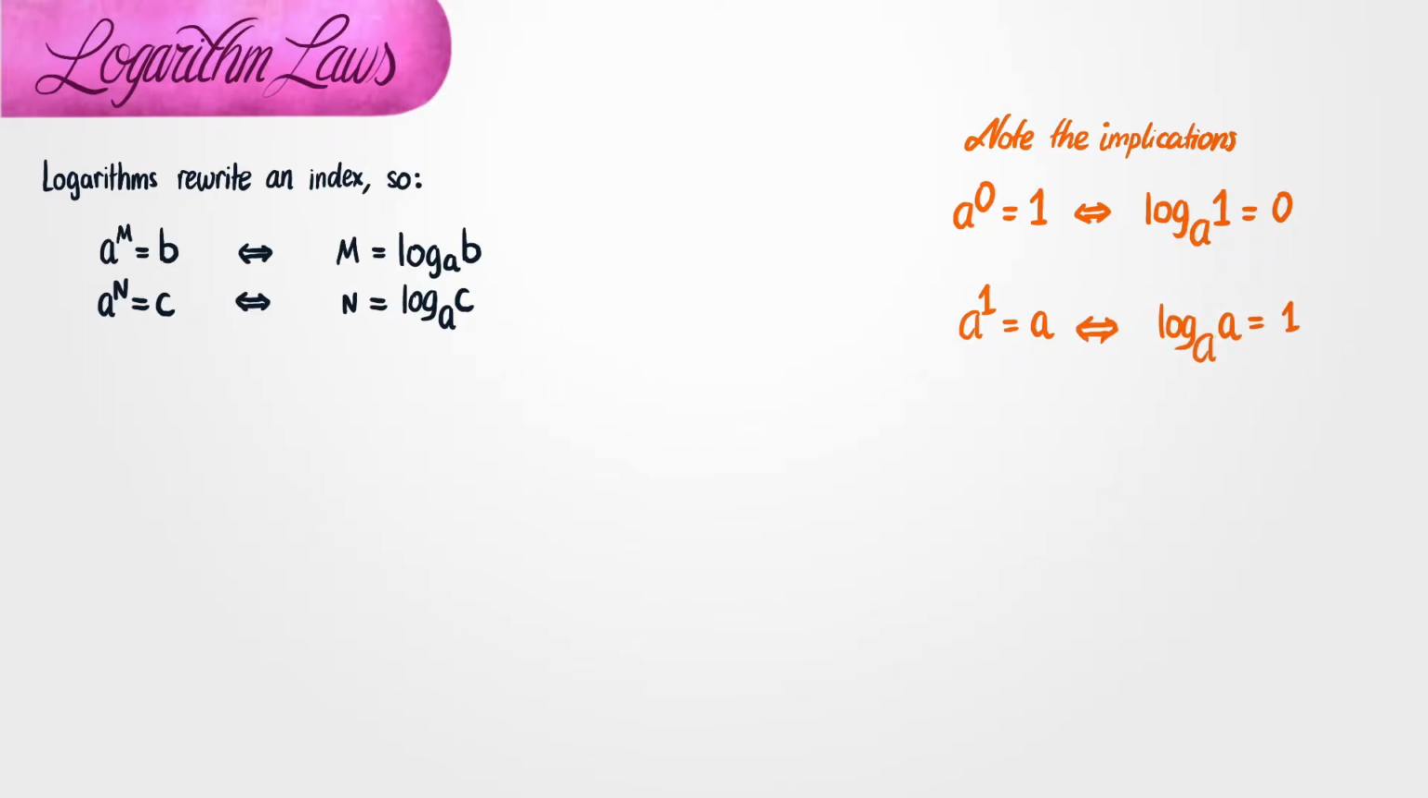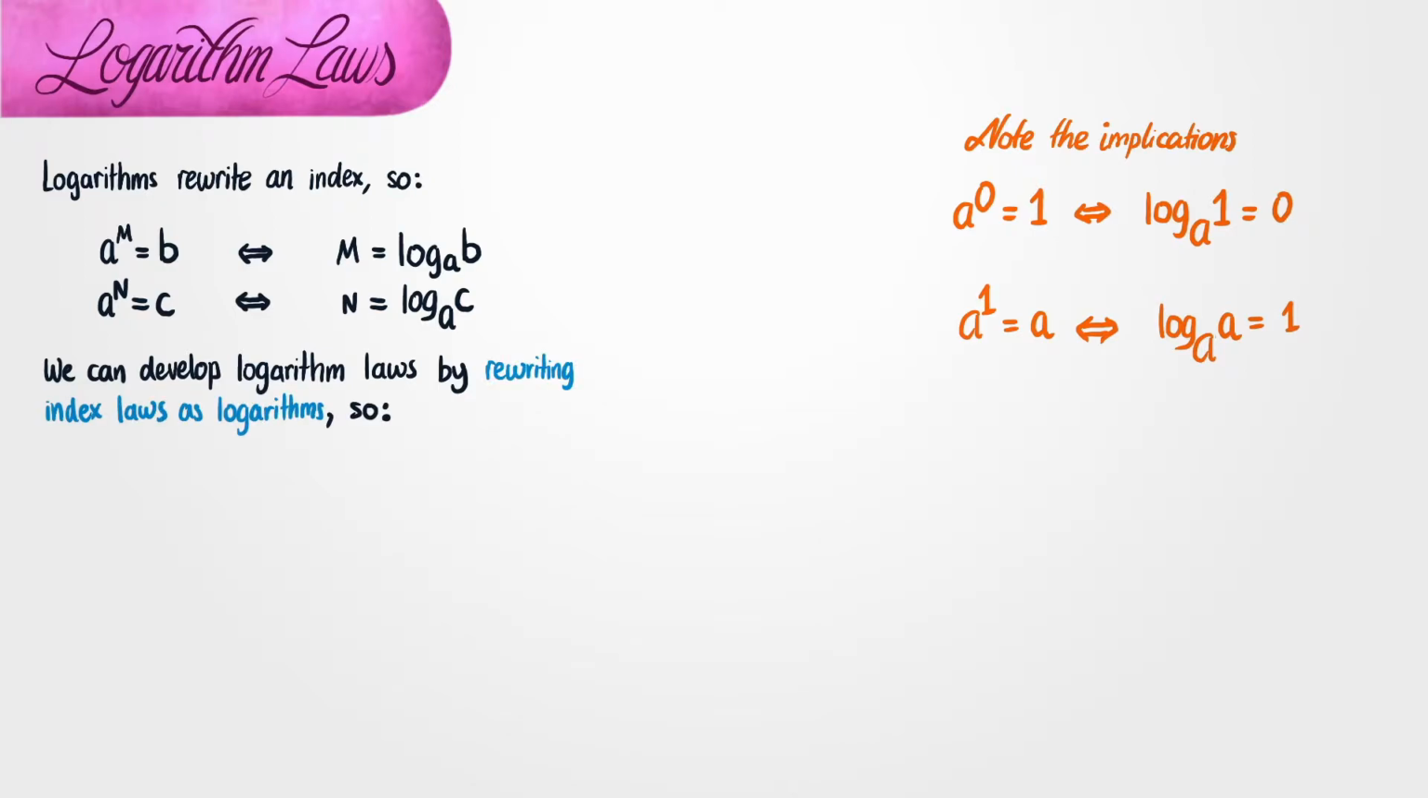Now, in a sense, these two rules are the simplest log rules. We know that the log base a of 1 is always 0, and the log base a of a is always 1, no matter what the choice of a is. However, from the index laws that we developed earlier, we can develop quite a few more log laws. So what we're saying here is that if we started off with some index laws, and we rewrote them as logarithms like we did up here, we can develop a few more logarithmic laws. So let's develop our first log law.